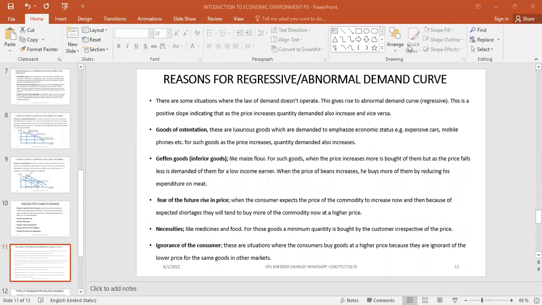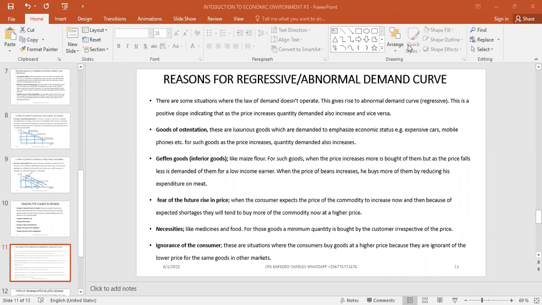One of them is goods of ostentation. Goods of ostentation, those are luxury goods. The reason why people buy those luxuries is because they want to show their economic status or how well they are. So they buy those expensive goods.